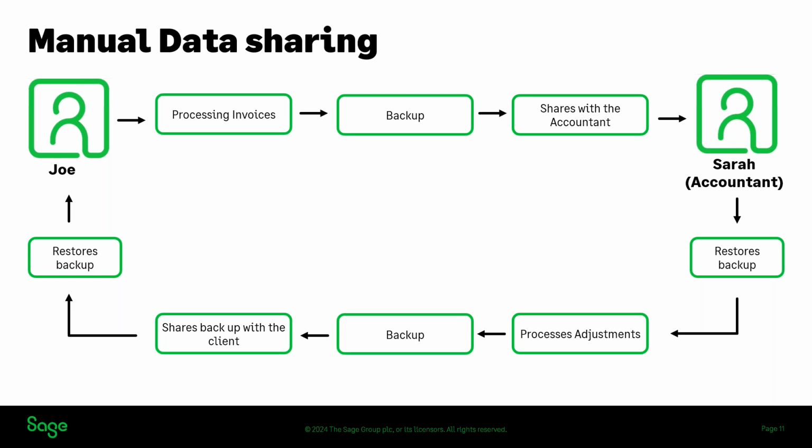Now, whilst all of this is going on, Joe would not be able to process, because when he gets the backup back from Sarah and restores it, it would overwrite his current data. Using remote data access allows you to work concurrently without that back and forth of one processing then the other. So what I'm going to do now is go through a few different scenarios.